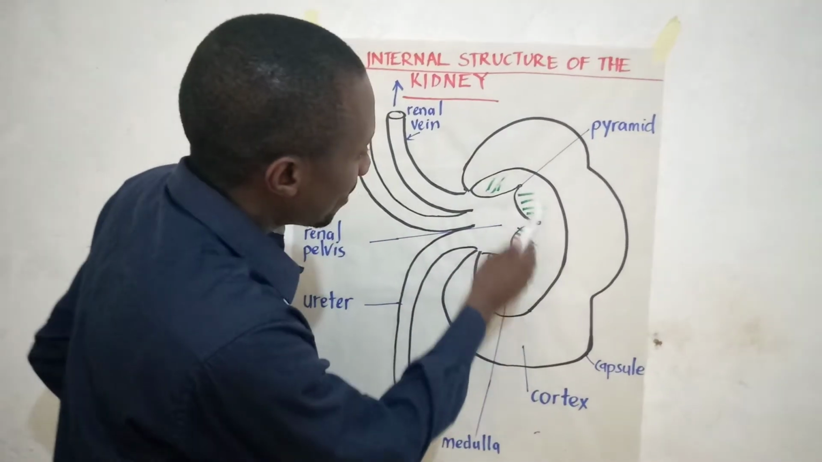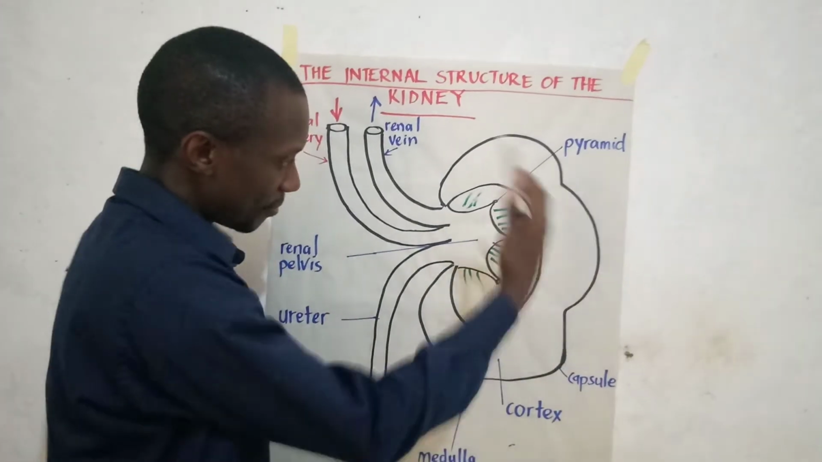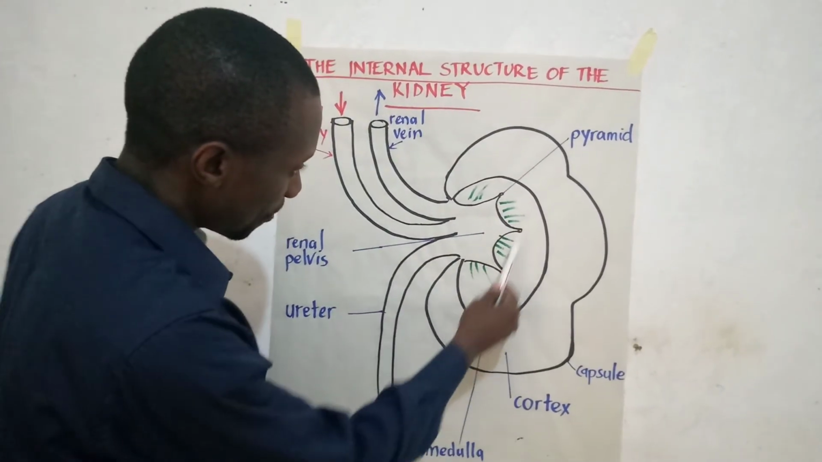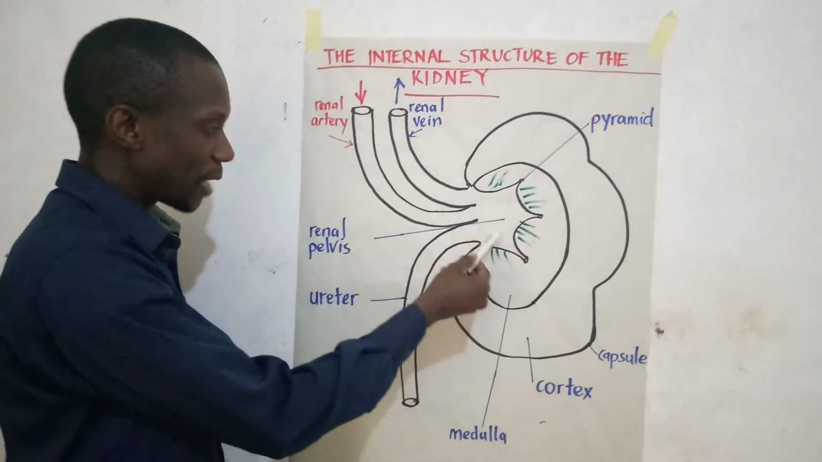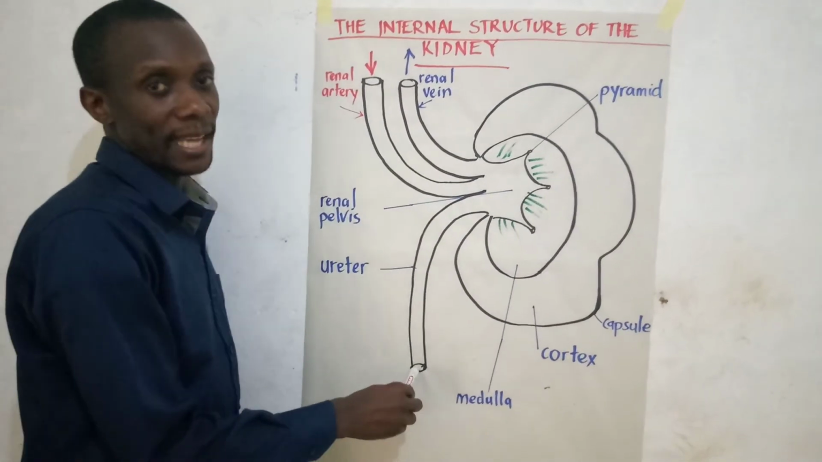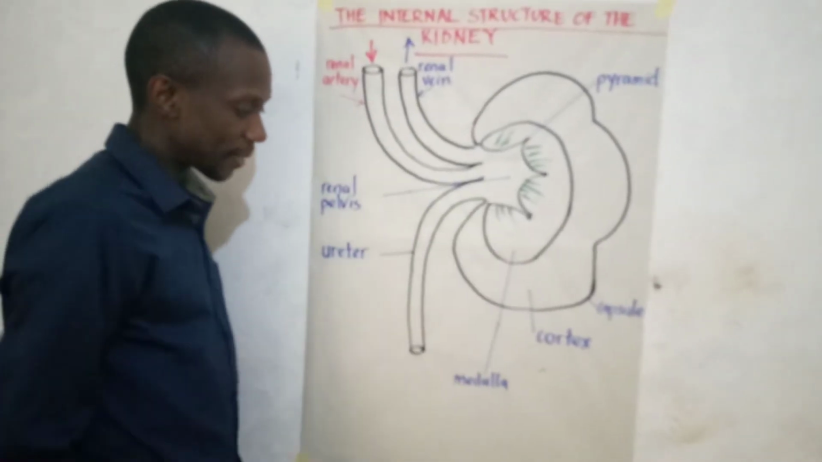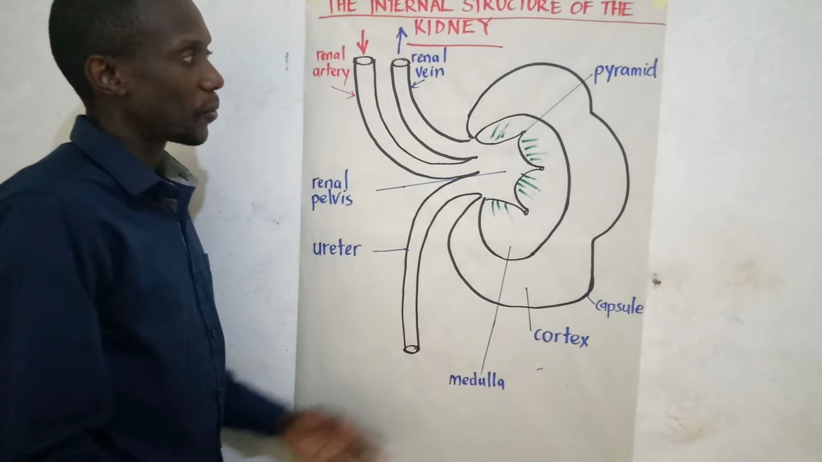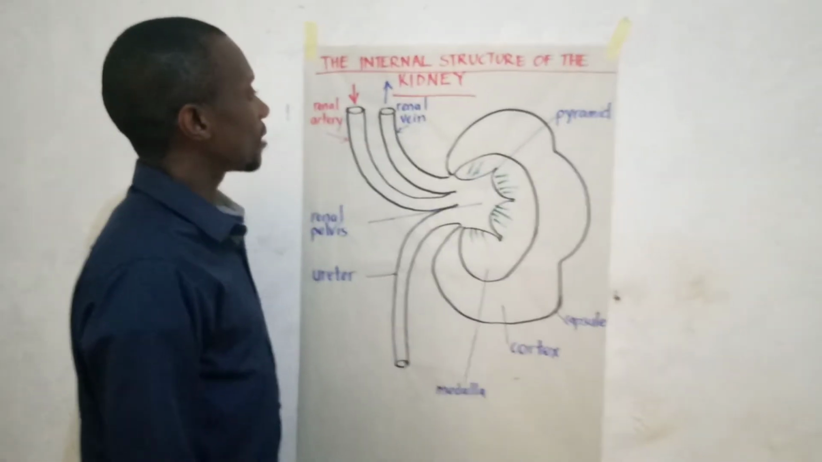Then these pointed bits are called pyramids. One is a pyramid, many are pyramids. So these pointed ones are pyramids. We shall see their functions. Then we have got a ureter, like we saw in the earlier video. This is a ureter. So what are the functions of these structures of the kidney?